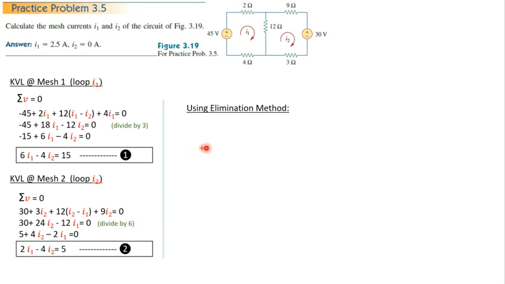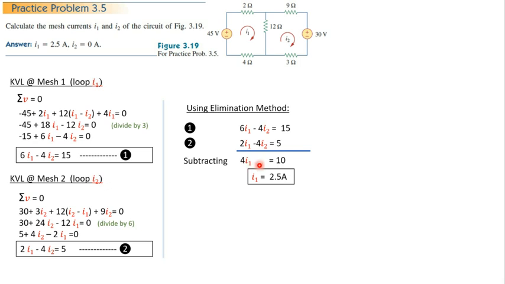Now, using the elimination method, we can just put both equations. We can subtract: 15 minus 5 equals 10, minus 4 minus 4 would be positive, would be 0, and 6 minus 2 equals 4. So I1 would be 10 over 4, 10 over 4 being 2.5. And then you substitute the I1 value in the second equation. So we put 2.5 instead of I1, which 2 times 2.5 would be 5, minus 4I2 equals 5. So that would mean negative 4I2 would equal 5 minus 5, which would mean I2 would equal 0.